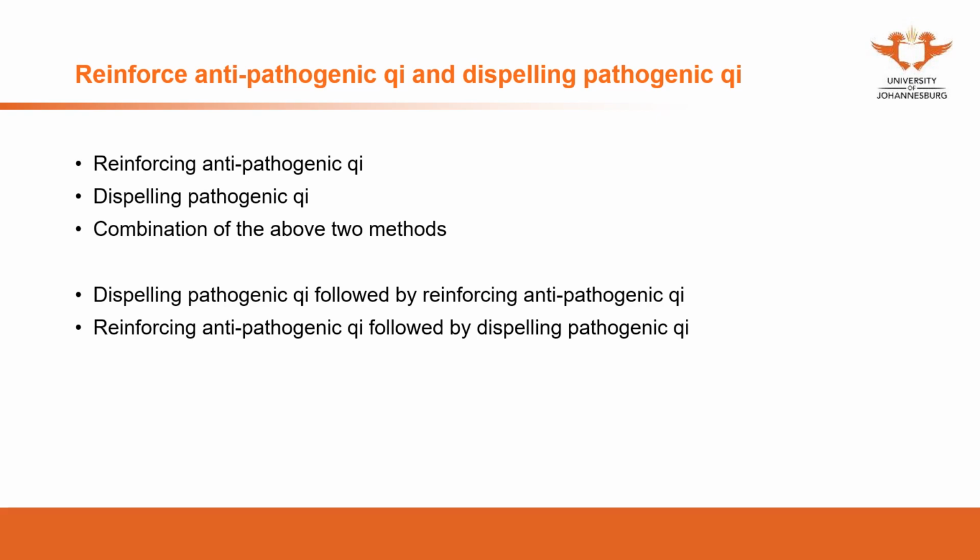It also depends on the patient's anti-pathogenic qi, the struggle between the anti-pathogenic qi and pathogenic qi, which one is dominant, which one is important. So we can choose either of them or both of them. We can use the reinforcing at the beginning or at the end. We also can use the dispelling method at the beginning or at the end. So we can choose these according to the clinical symptoms.